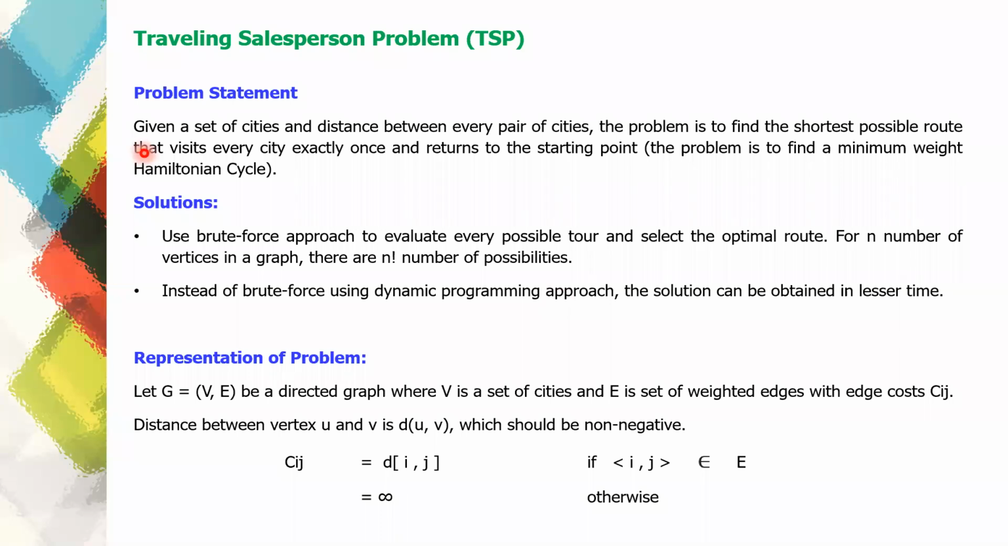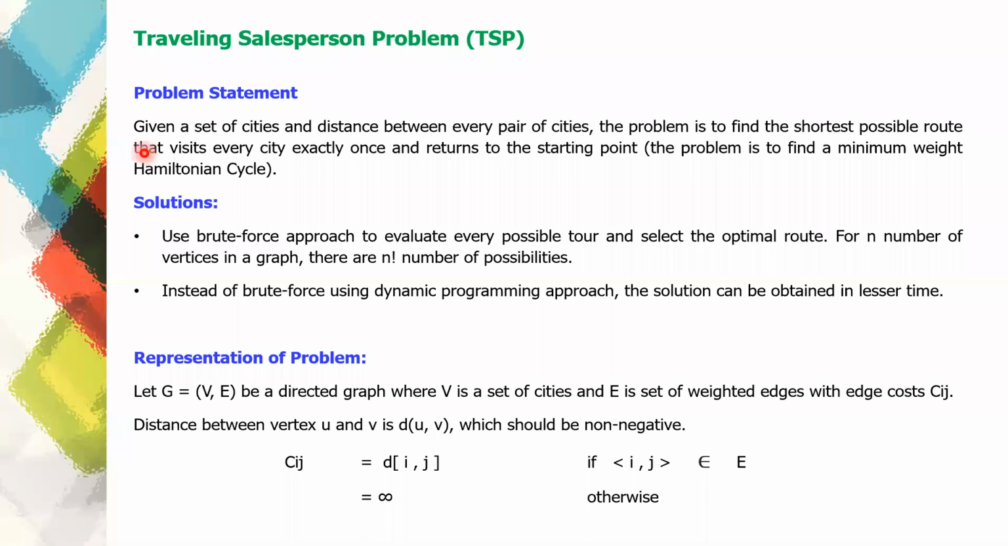Given a set of cities and given the distance between every pair of cities, the problem is to find the shortest possible route where every city is visited exactly once and finally return to the starting point. This is how the traveling salesperson problem is defined.